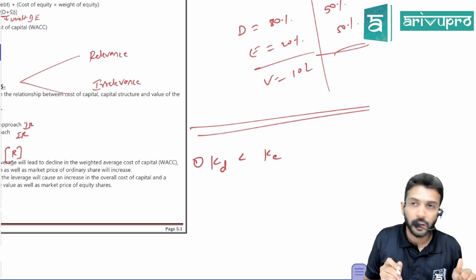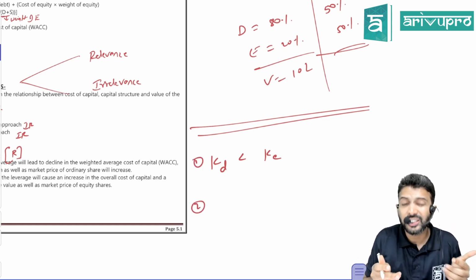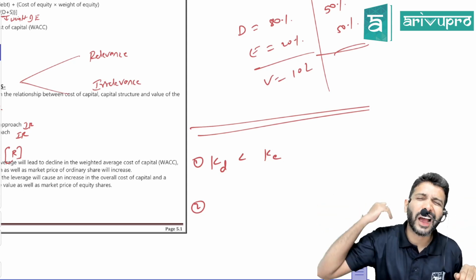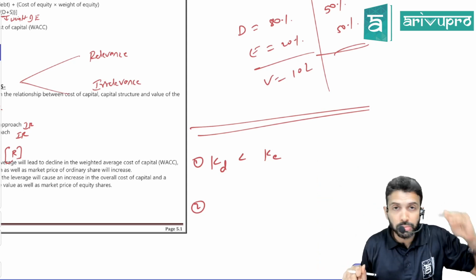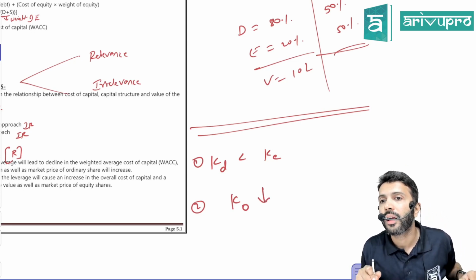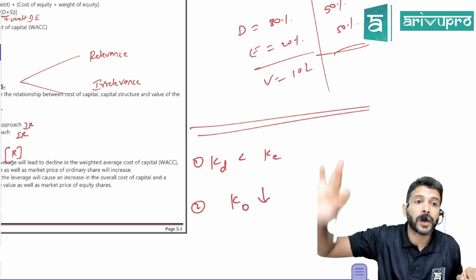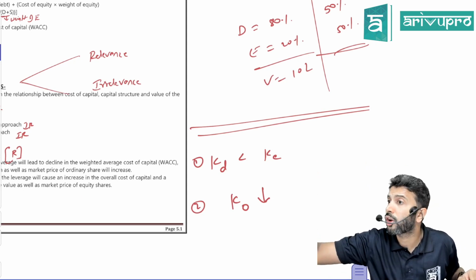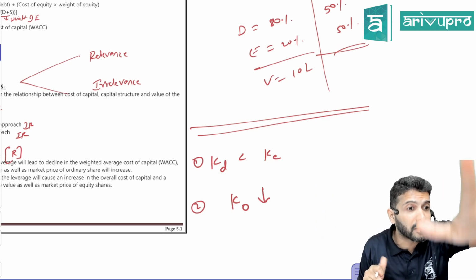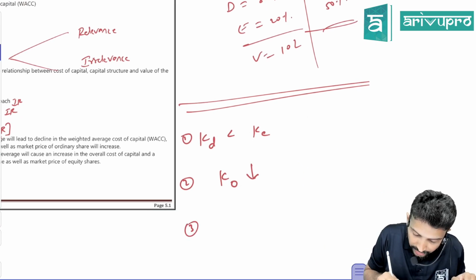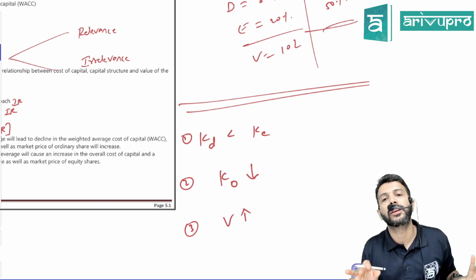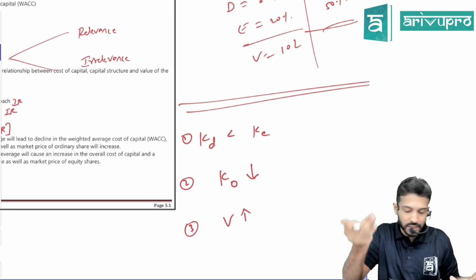So what this particular theory says is, since debt is cheaper, use as much debt as possible, because the more debt you use, the overall cost of capital will reduce. Ko is the overall cost of capital. I'll prove it to you with numbers, don't worry. The more debt you use, overall cost of capital will reduce and the value of the firm will increase. That is the argument this theory puts forth. I'll tell it in words first and then we'll take up the numbers.